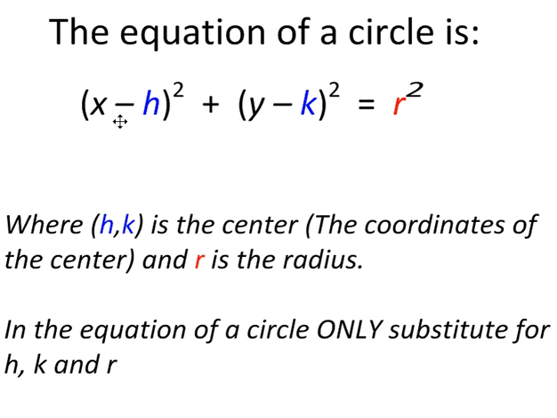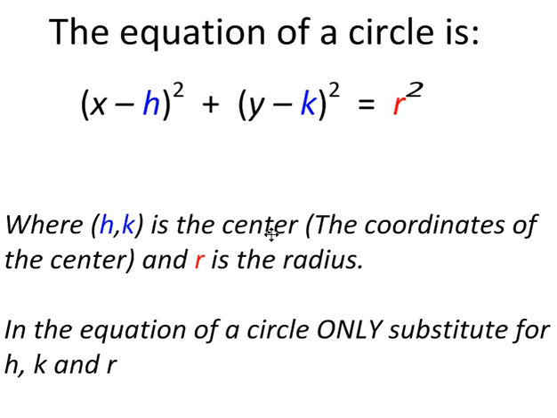All right. The standard equation of a circle is right over here. And this is something very important. You got to write this down. This is something you got to memorize. So make sure you memorize this equation. It basically says (x minus h) squared plus (y minus k) squared equals r squared. And as I had just said in a previous slide, where h, k is the center, the coordinates of the center, and r is the radius.